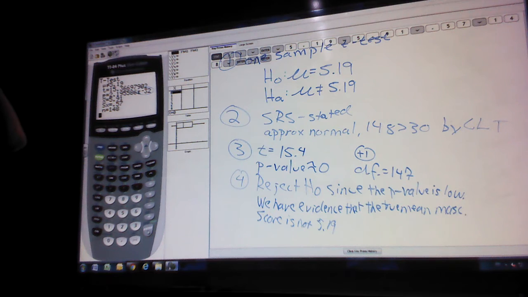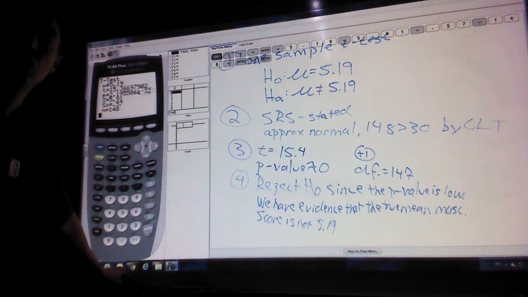Now I'm not going to do the female part, the female score on this, but you can, to make sure that you know what you're doing. And that is your review for chapter 12.